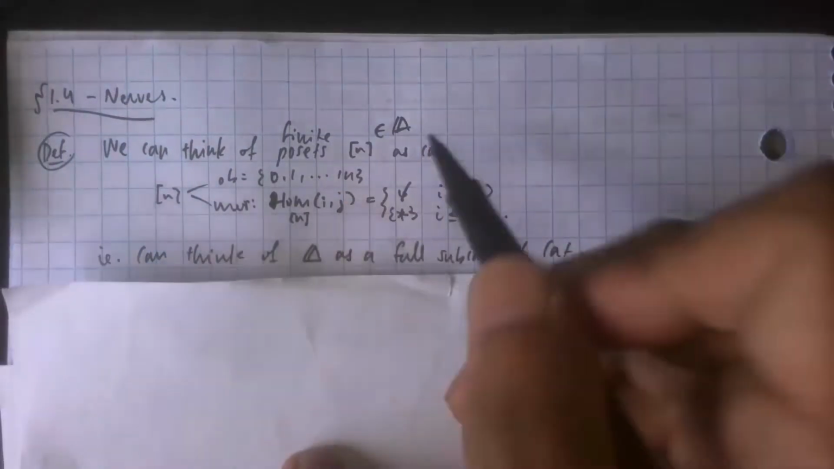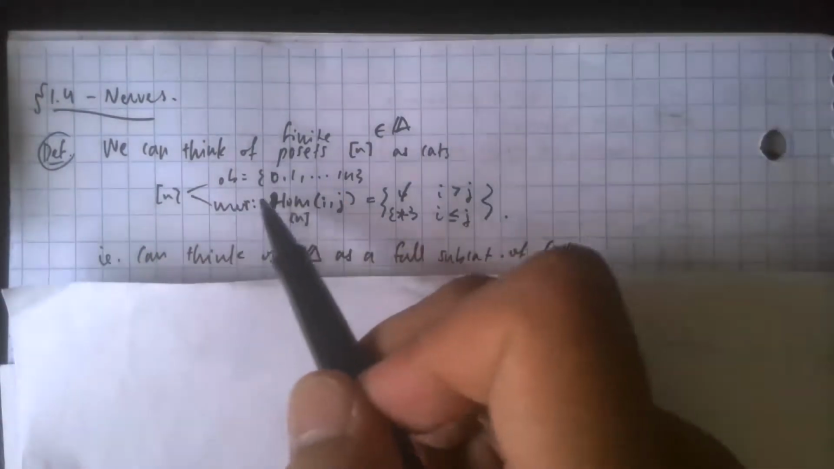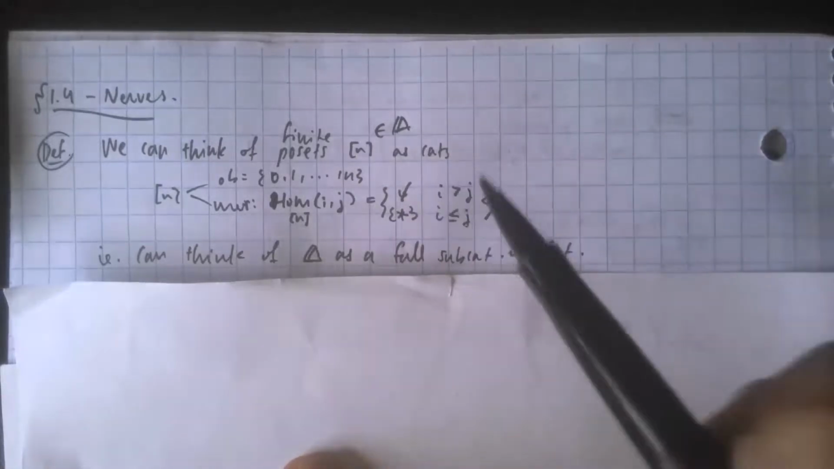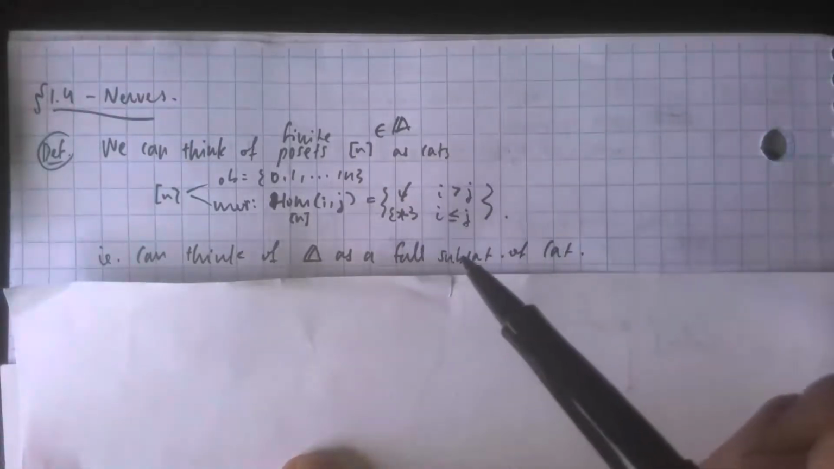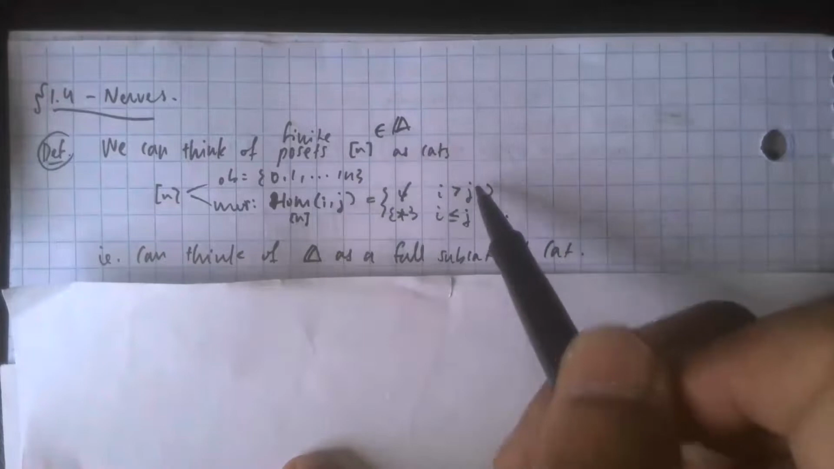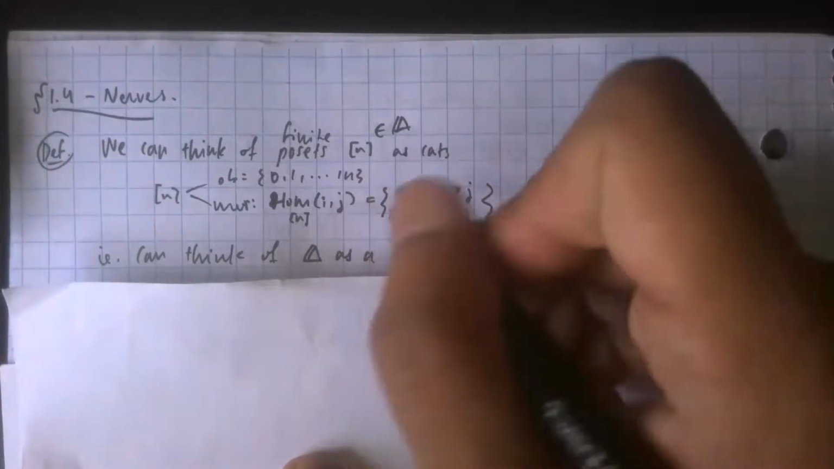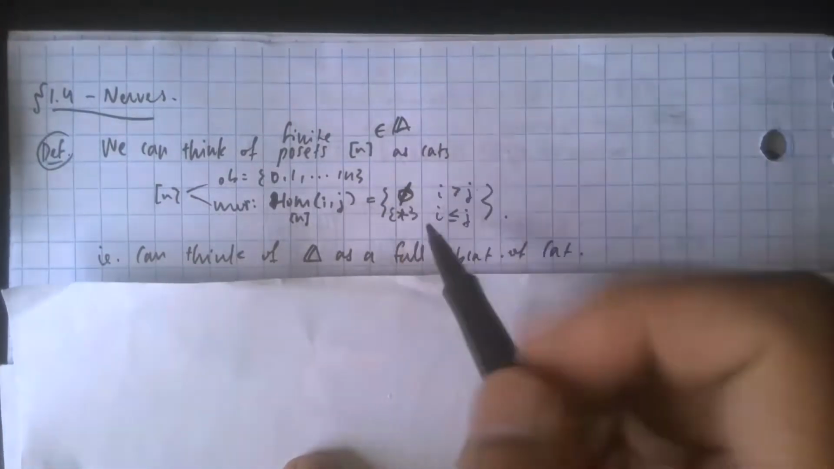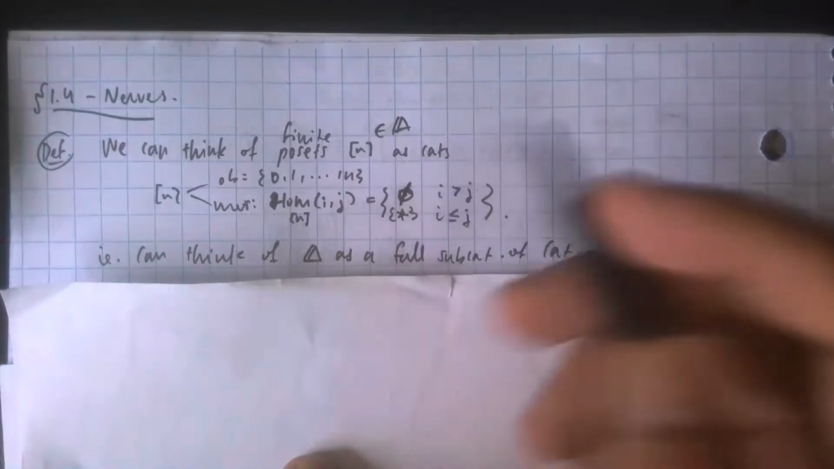Oh, I did write down a little bit about nerves. So we'll talk about it. As I said earlier, when we were talking about the simplex category, we can think of these finite posets, or elements in the simplex category, as categories themselves, right? The objects are 0 up to n, and then there's a single map if i is less than or equal to j. This is my way of writing a singleton. And if i is greater than j, then there are no maps, right?